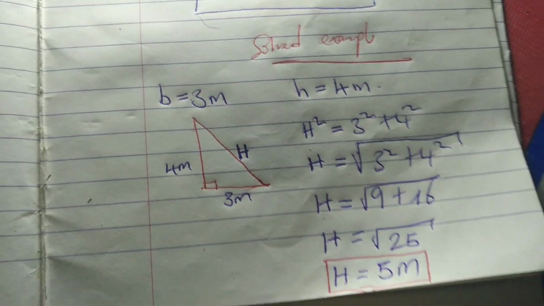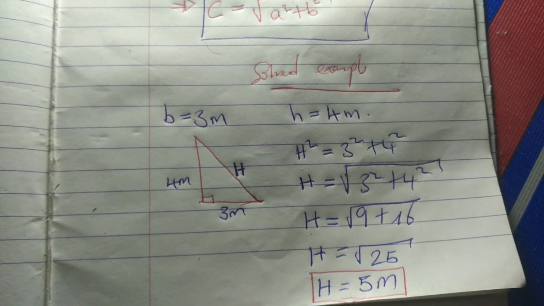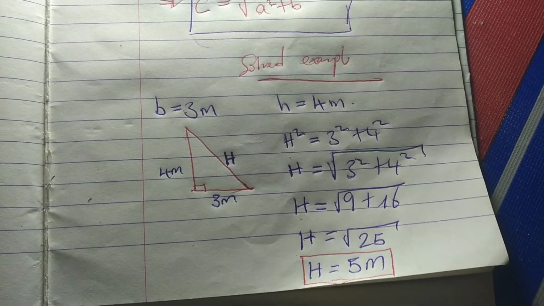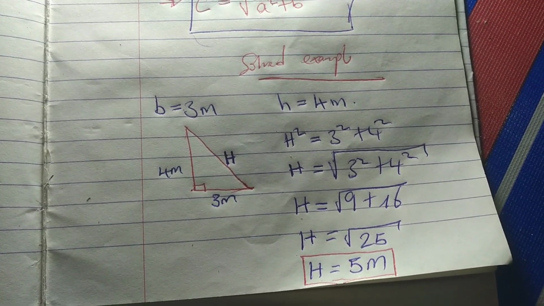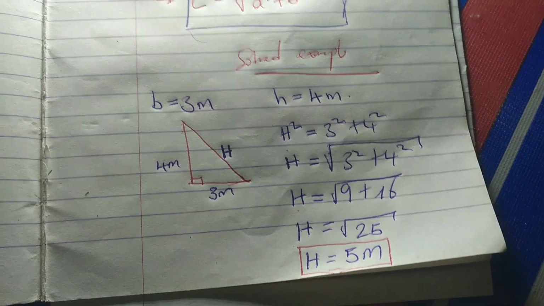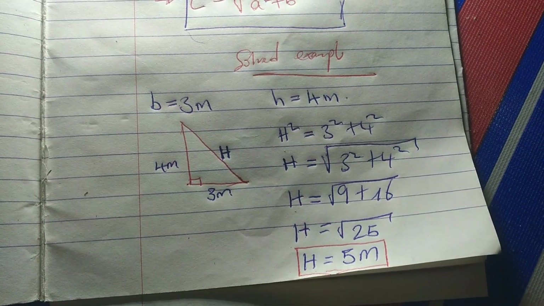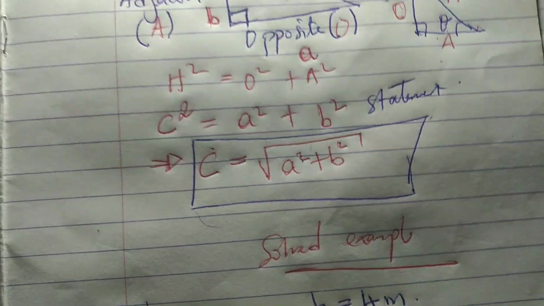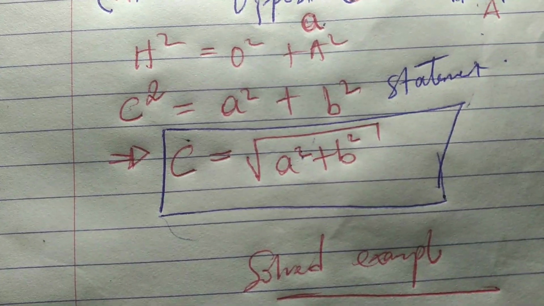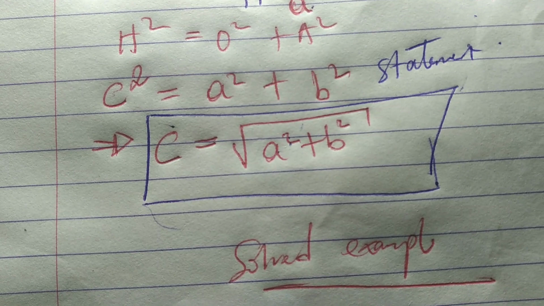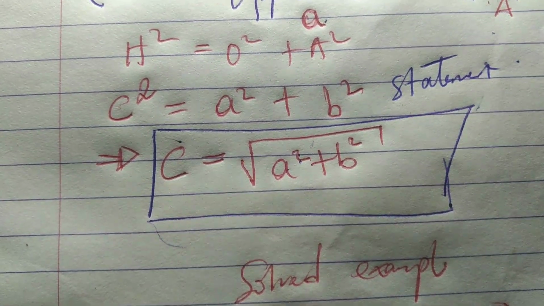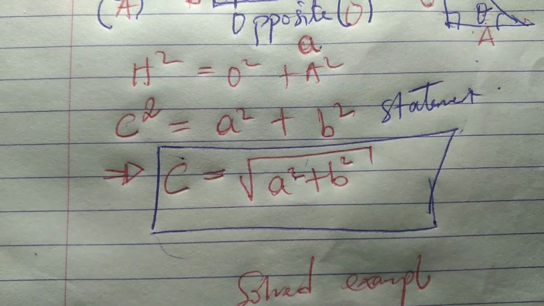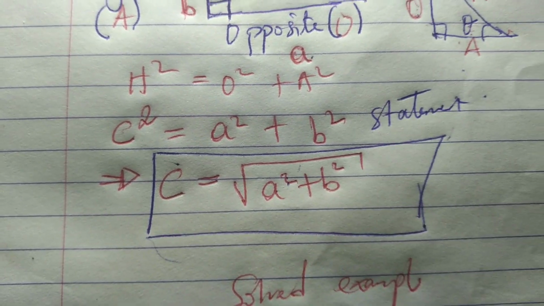Alright, ladies and gentlemen, here we come to the end of our tutorial on Pythagoras theorem. So as of this moment, you should not have any worry as it pertains to Pythagoras theorem. This is the statement of the Pythagoras theorem: c squared equal to a squared plus b squared, and from there implies c is equal to the square root of a squared plus b squared.